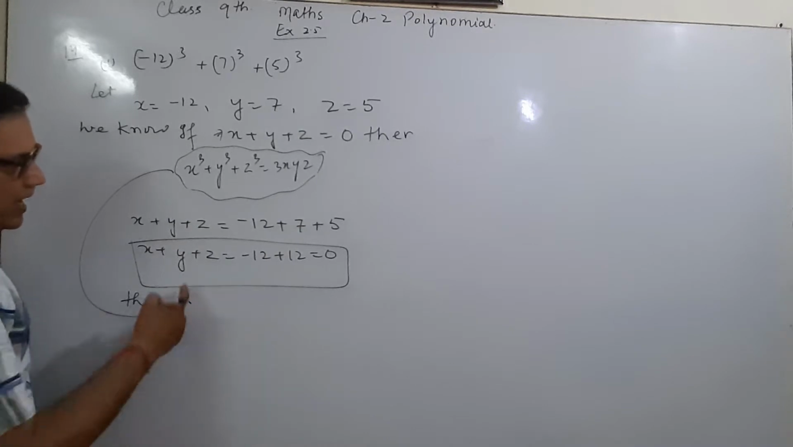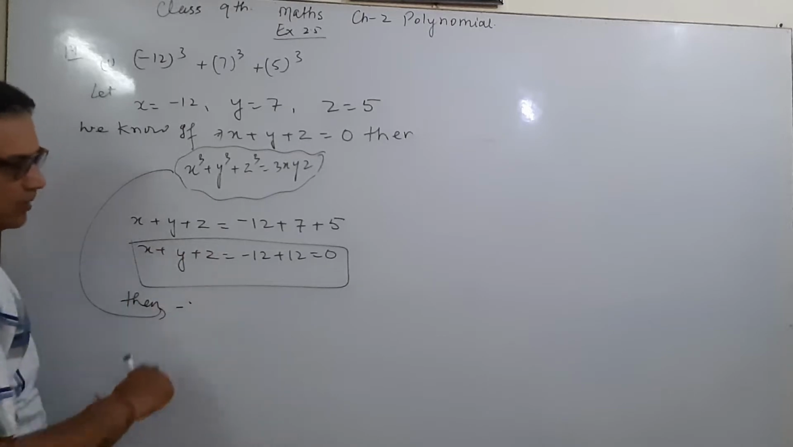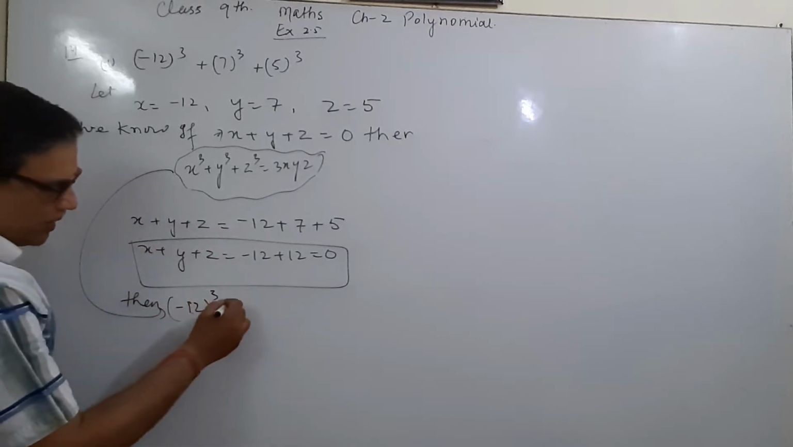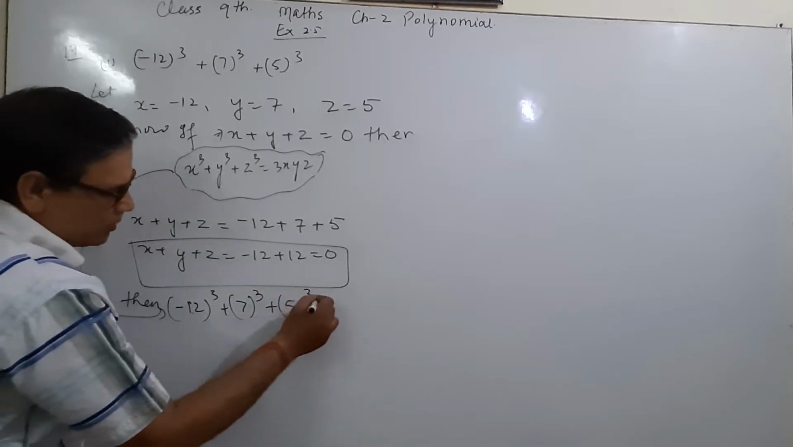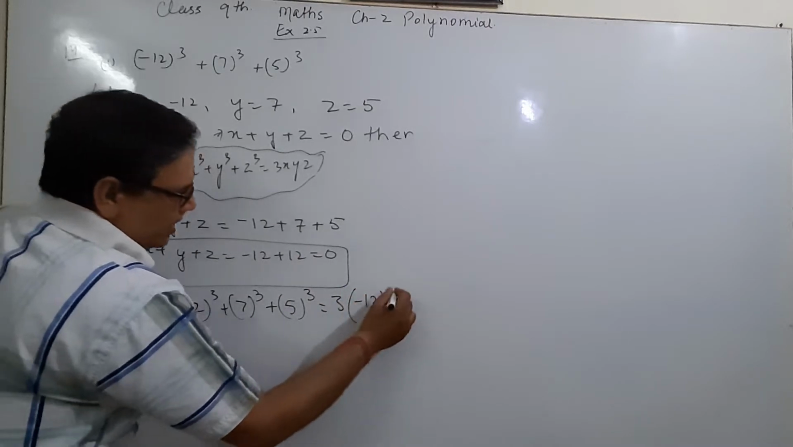Same. x cube plus y cube plus z cube, we have to write the same. x cube means minus 12 cube plus 7 cube plus 5 cube is equal to 3xyz.